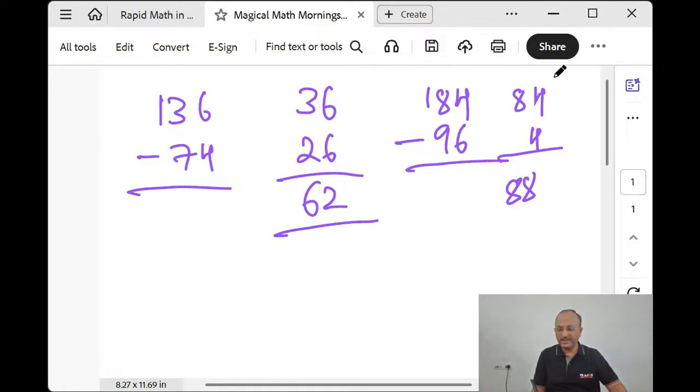We need not write this, just visualize. For 184, we just exclude the 100, and whatever is left out is 84. And only for this number do we find out how much it is less than 100. It is 4 less than 100. You add 4 to this 84, and you get 88.